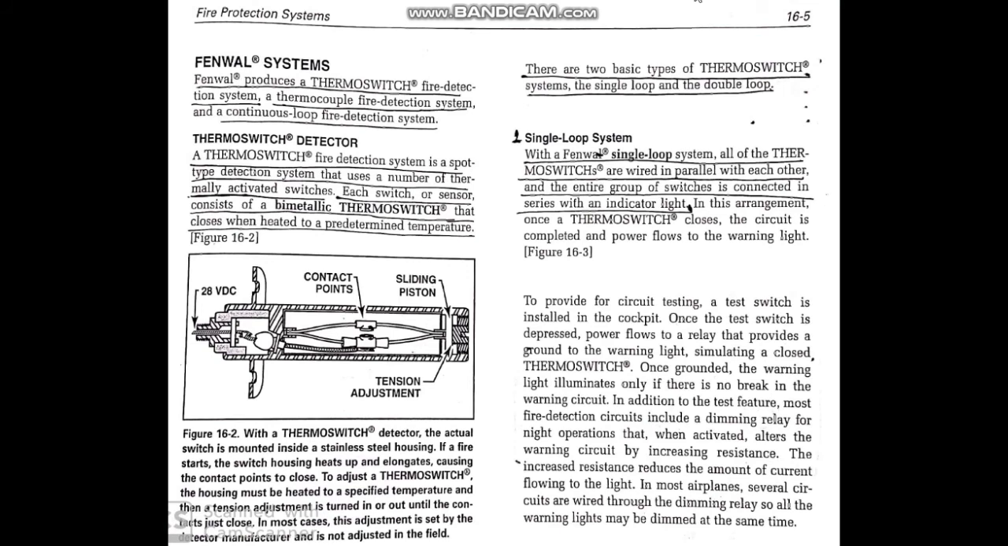Now, after we see how the thermoswitch makes the alarm in the cockpit, we will talk about the first type of the thermoswitch detector, and it's the single loop system. With a single loop system, all of the thermoswitches are wired in parallel with each other, and the entire group of switches is connected in series with an indicator light. This is the single loop. What about the double loop?